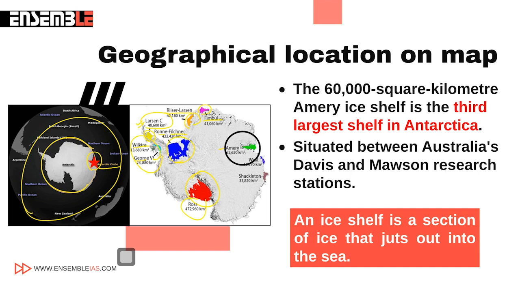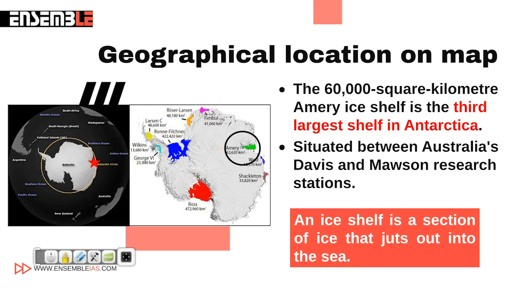So you must know that the Amery ice shelf is the third largest shelf in Antarctica. Now, what exactly is an ice shelf? An ice shelf is a section of ice that juts out into the sea. So when a large chunk of ice initially breaks off from the mainland and enters into the sea, it is known as an ice shelf. When it completely floats on the ocean, it is known as an iceberg. So that is a small differentiation.